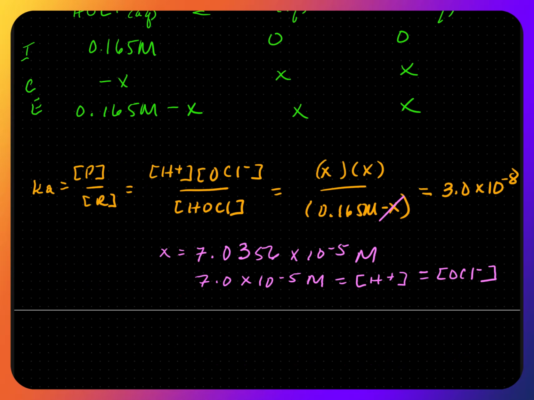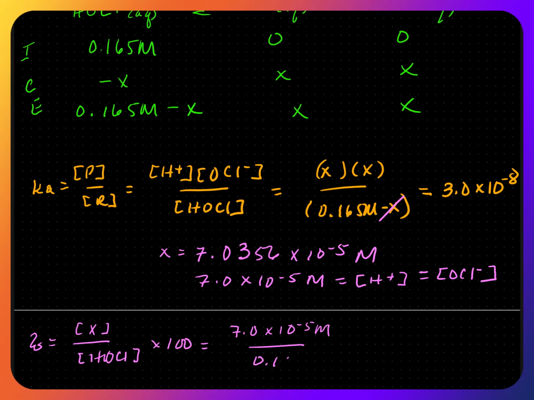So we're going to see if the 5% rule is valid. So percent dissociation is equal to dissociation over initial concentration times 100. This is equal to 7.0 times 10 to the negative 5th molar divided by 0.165 molar times 100, which equals 0.042%. So since this is less than 5% dissociated, the 5% rule is valid and we could cross out the negative x.